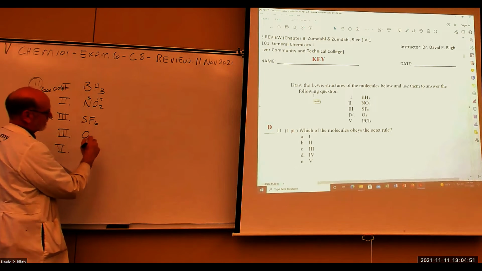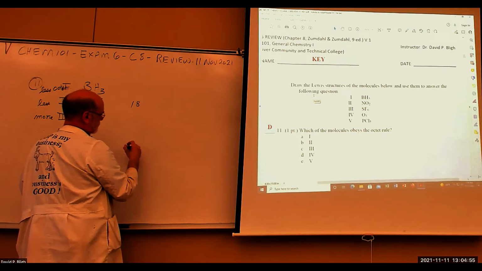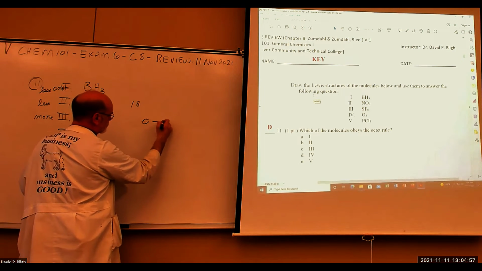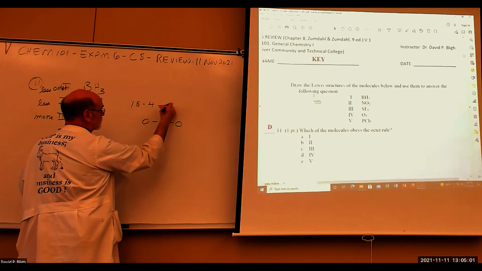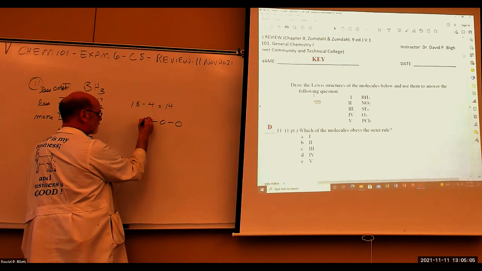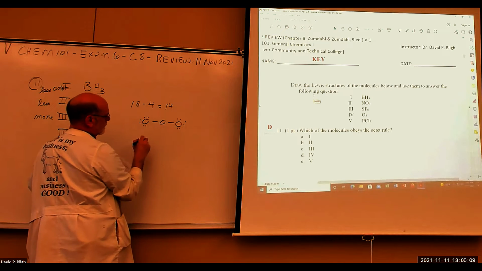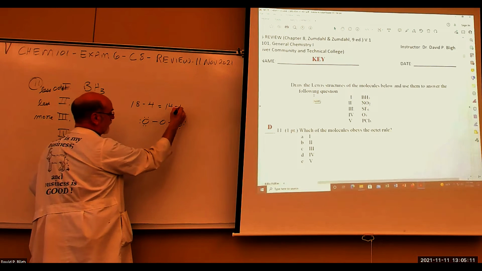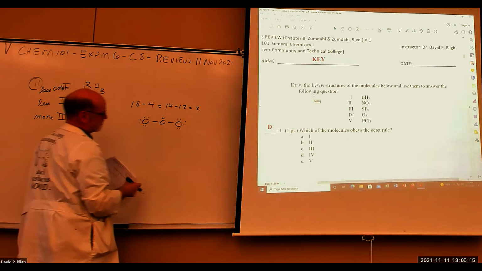Ozone. So we have 3 times 6 is 18 electrons. So ozone would be like that as our skeleton. 14, right? Start from the outside, work in. 2, 4, 6, 2, 4, 6. So that's minus 12 equals 2. So we put 2 more here.